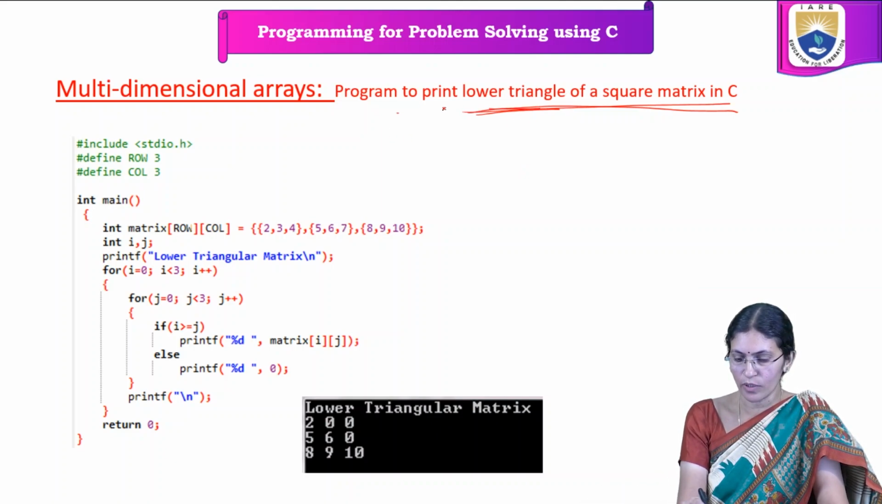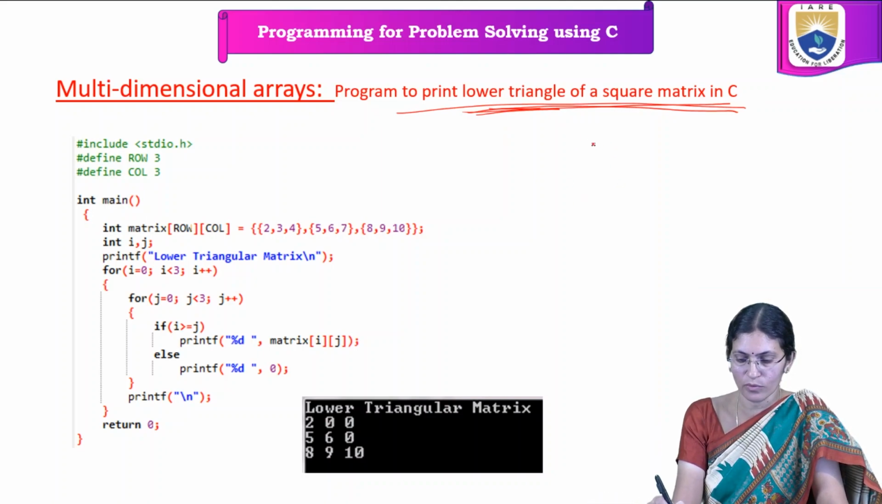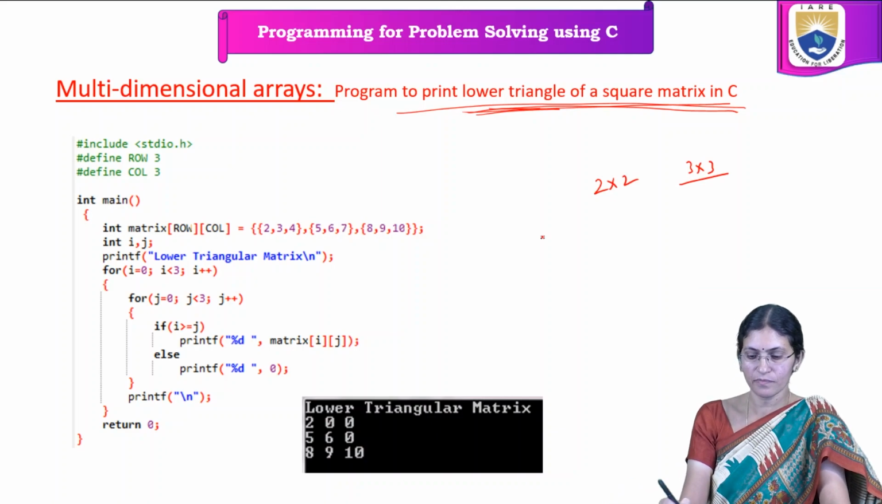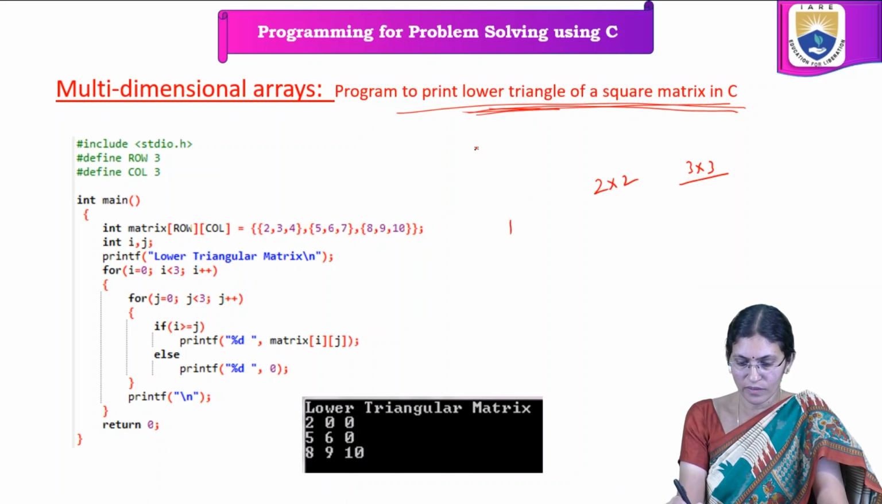So here is a program to print the lower triangle of a square matrix in C. We know that a square matrix has equal rows and columns. So 2 by 2 is a square matrix, 3 by 3 is a square matrix. What is this program about? A program to print the lower triangle of a square matrix.